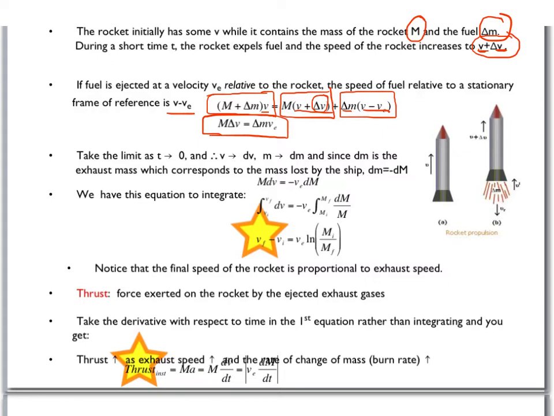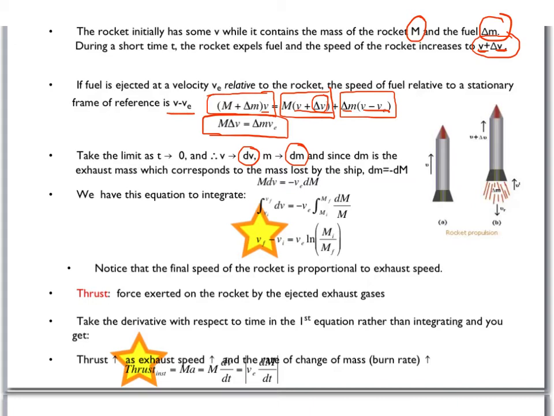Now if we look at that equation and take the limit as the time approaches 0, so we look over a very small amount of time, the velocity would have an infinitely small change in velocity, or dv, and the mass would have an infinitely small change in mass.